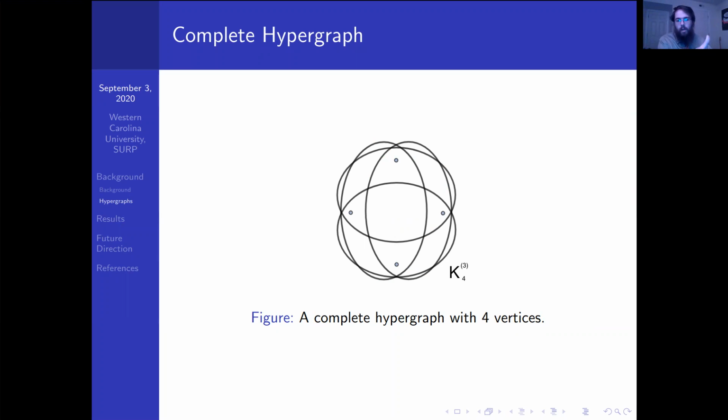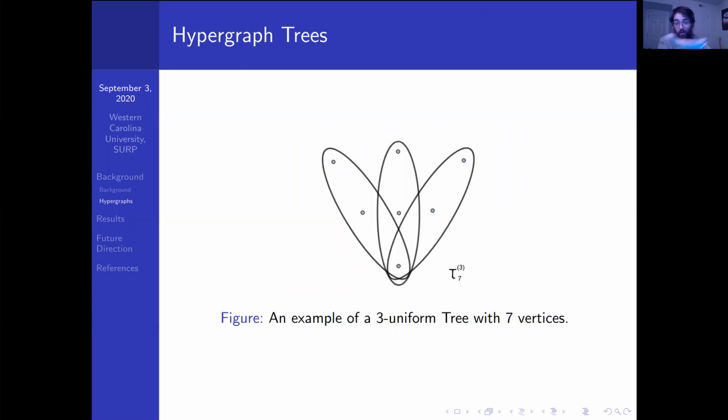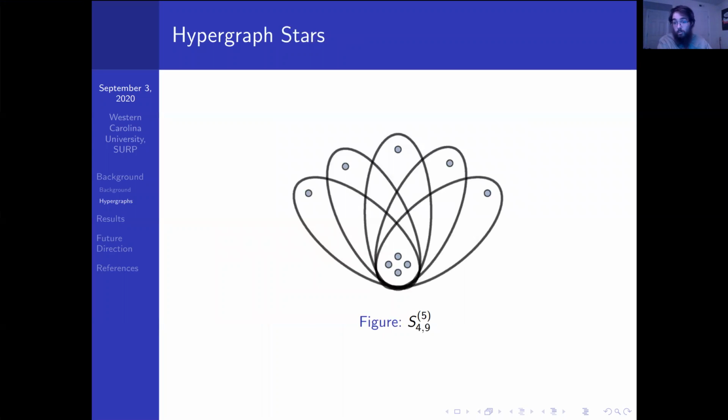This is a complete hypergraph, which is a hypergraph where every edge that can exist does exist, of three uniform, so every edge has three vertices, and it has four vertices total. Another special type of hypergraph is called a hypergraph tree. This is one of the substructures that we're trying to guarantee the existence of, and this is a three uniform tree with seven total vertices. Another substructure that we were trying to guarantee the existence of is called a star. The significance of the star is that there are, in this case, four vertices common to each edge. So this is a five uniform star with four vertices and nine total vertices.